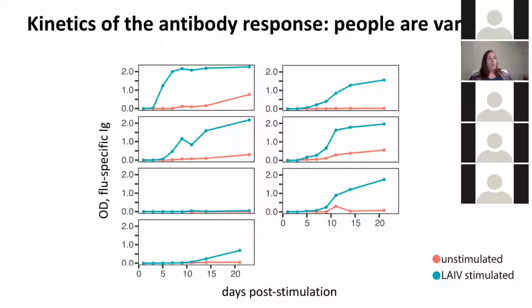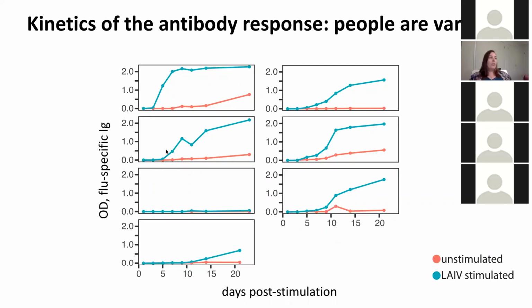With the same type of kinetics experiments, we can also look at the antibodies being secreted into the culture supernatants. So here I'm just showing you examples of different profiles that you might see from LAIV stimulated in blue versus unstimulated in red cultures from different donors. So the classical type of response that we see is that somewhere between day 5 and day 10, we see substantial increase in antibody being produced in these cultures when we stimulate with LAIV.